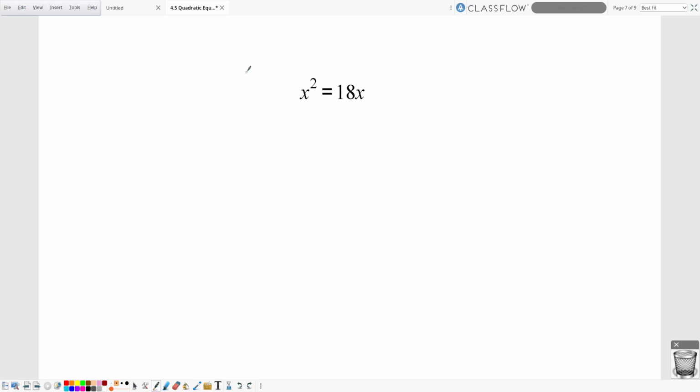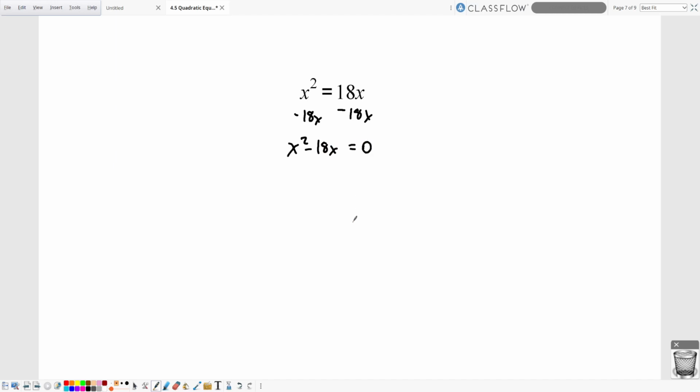So here's another example in which I have x squared equals 18x. I need to get this equal to 0. I could move this x squared to the right side, but we always want to try and keep the x squared term as a positive because it's much easier for us to factor. Otherwise, we would have to flip all the signs. So we'll go ahead and subtract 18x over. You get x squared minus 18x is equal to 0.